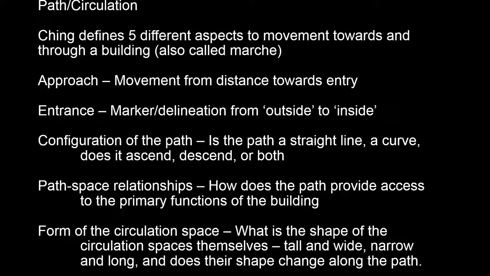So path and circulation. In Form, Space, and Order, Ching has sort of classified path and circulation. And remember, we're referring back to that initial slide that had all that stuff on it. So now we are kind of moving towards the end of it at path and circulation. And so Ching kind of divides it into these sort of pieces. So approach: the movement from a distance towards the entry. How do you approach a building? That becomes an interesting thing to note.